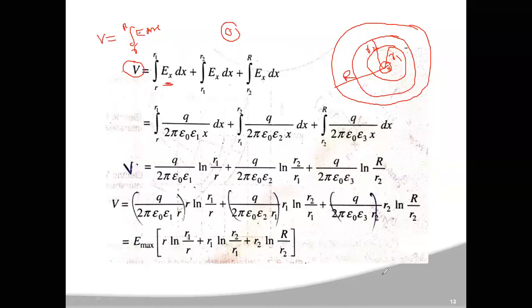Ex is the electric field intensity E at a distance x meters, which is the same as G. Electric field intensity E and G both are the same, which is equal to Q by 2 pi epsilon naught epsilon r into x. So in place of Ex you can substitute Q by 2 pi epsilon naught epsilon 1 x, and here also the same. Now if you integrate, this is a constant value, you can take it out.